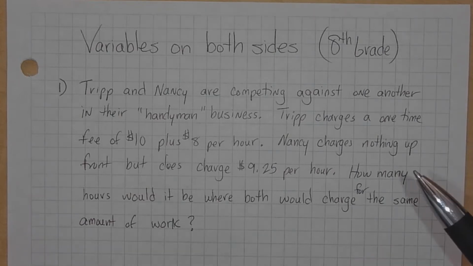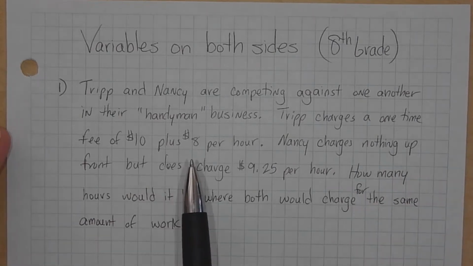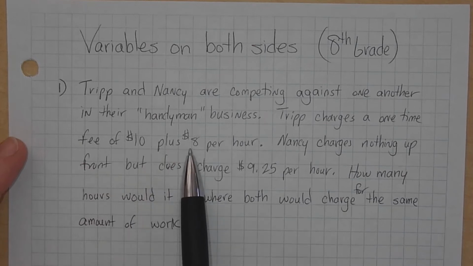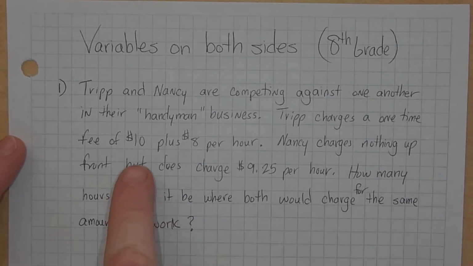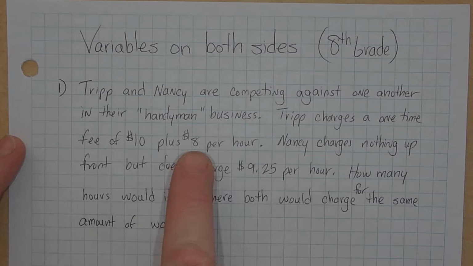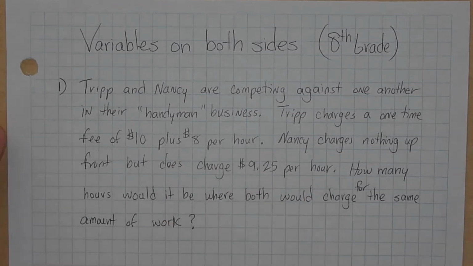So, for example, if they both work 1 hour, it'd be $10 plus $8 times 1, it'd be 18 bucks. So Trip would charge them $18 for 1 hour of work, whereas Nancy would charge just $9.25 for that hour because she doesn't charge anything up front. All right, so what you want to do is take Trip's rate and Nancy's rate and set them equal to each other.